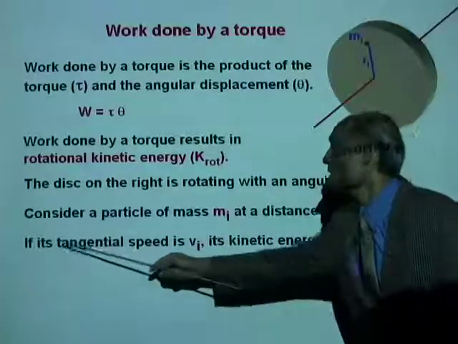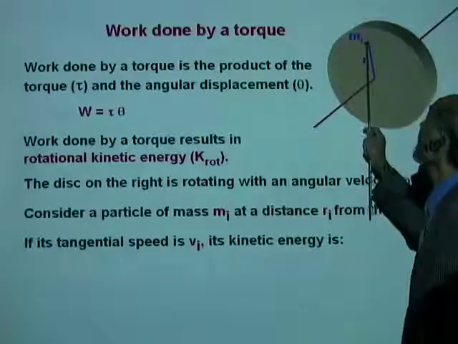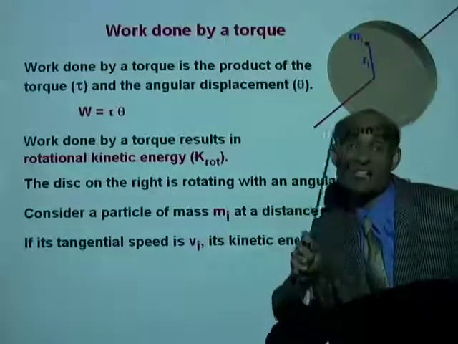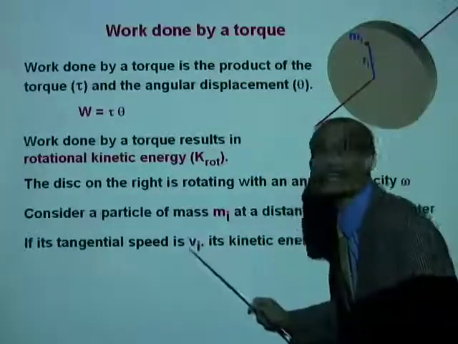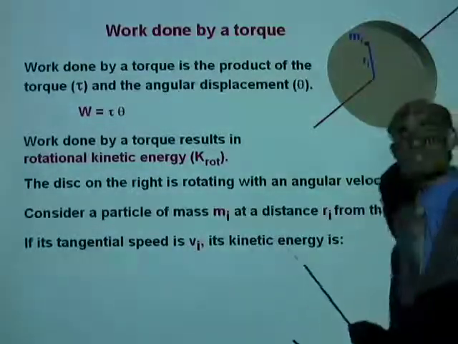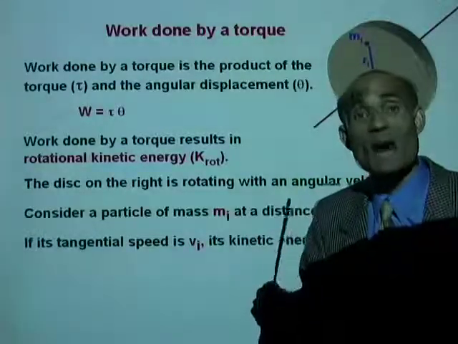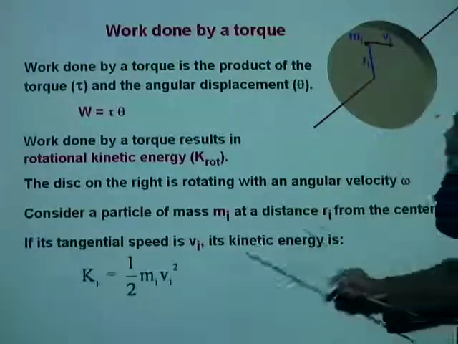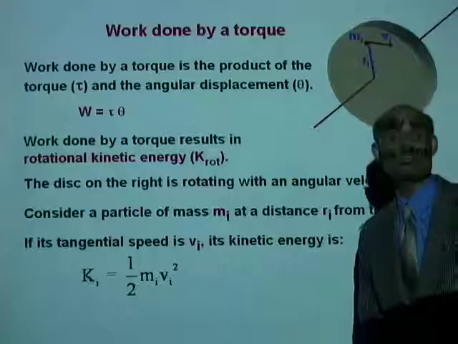Therefore, now if its tangential velocity is vi, of course, any object that goes around a circle has a tangential velocity. We call it the linear speed. If vi is its linear speed or the tangential speed, then its kinetic energy will be what? What will be its kinetic energy? 1/2 mi vi squared. So its kinetic energy will be Ki equal to 1/2 mi vi squared.